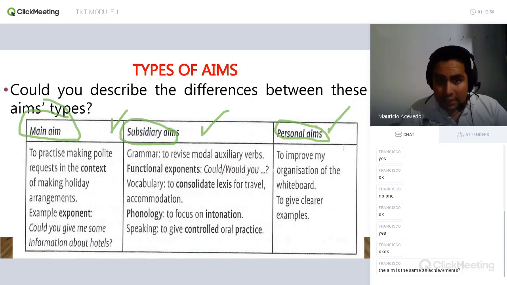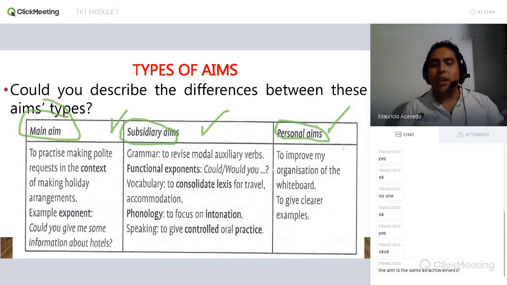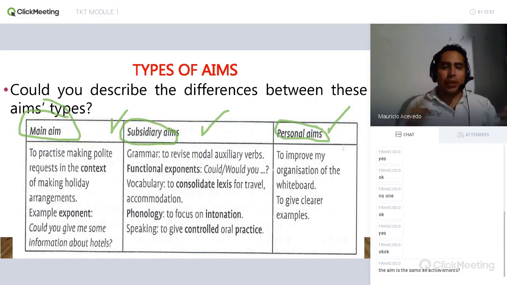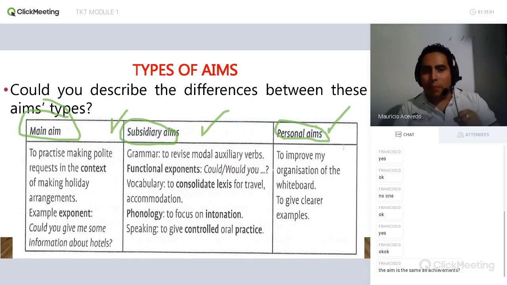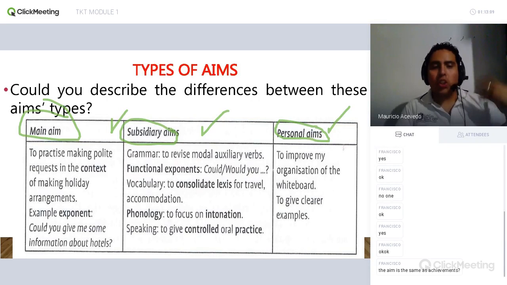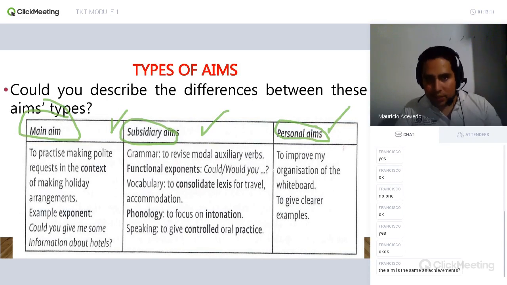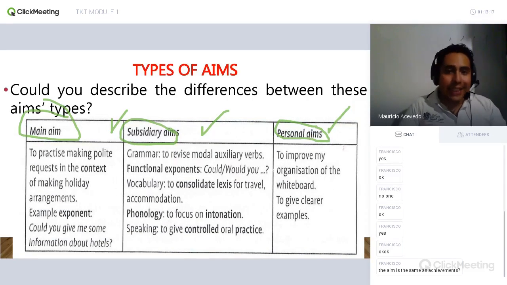It's similar. It's a synonym. Later on, we're going to be talking about the difference between objective, achievement, aim, and target. But yes, basically, an aim is something that you want to get, something that you want your students to improve, to learn, to practice. The objectives that you want. But with these aims, we have different types.